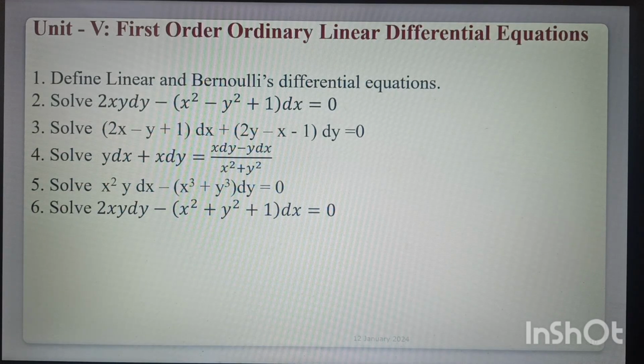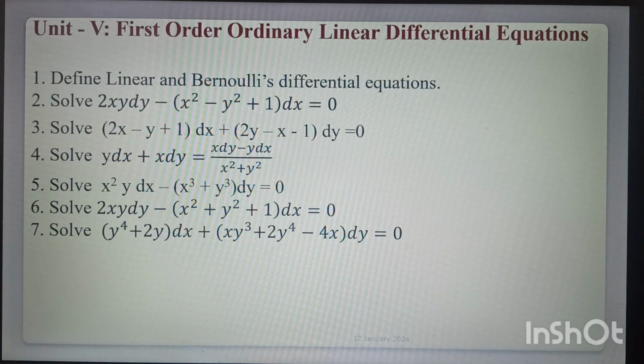Solve 2xy dy minus (x square plus y square plus 1) dx is equal to 0. Next one, solve (y power 4 plus 2y) dx plus (xy cube plus 2y power 4 minus 4x) dy is equal to 0.